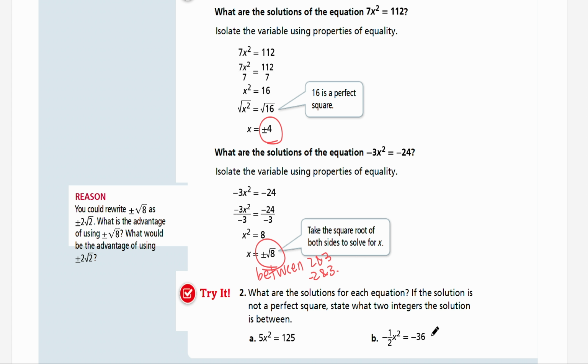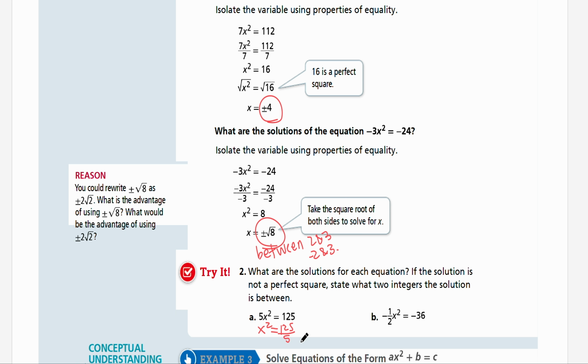Okay, are you ready? Let's look at part A. So isolate the variable. You will have x squared is equal to 125 divided by 5, which is equal to 25. And so x squared is equal to 25. X is equal to plus or minus root 25, which is equal to plus or minus 5.